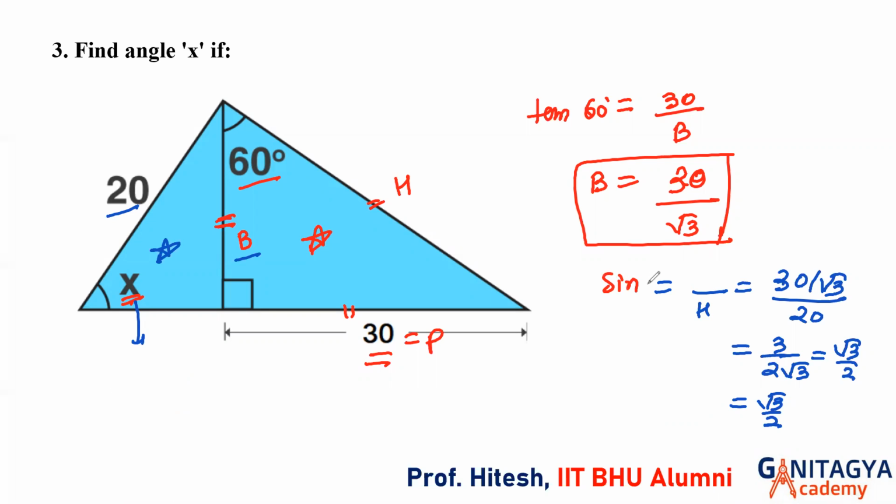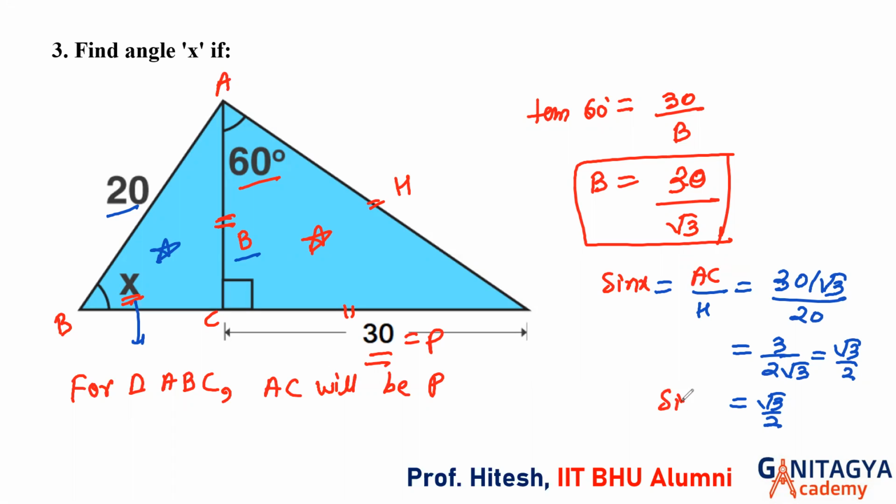So sine x is equal to, now for this triangle, let us say A, B and C, for triangle ABC, now AC will be perpendicular. Okay, let us say AC only. So AC upon H, so it is sine x. So x will be 60 degree. Check. Completed. Very good.